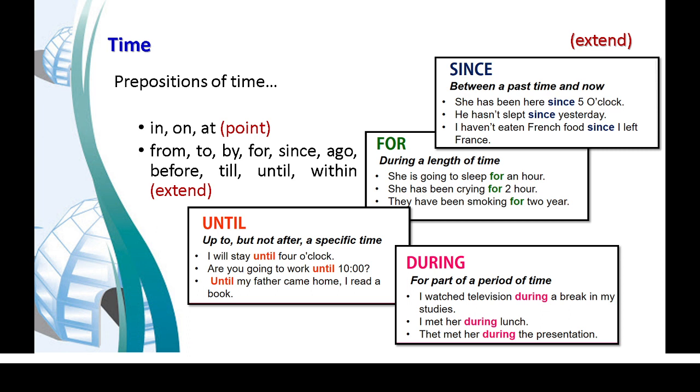Next, until. It shows the time up to, but not after, a specific time. I will stay until 4 o'clock. Are you going to work until 10 o'clock? Until my father came home, I read a book. These 3 examples show these actions won't happen after that.